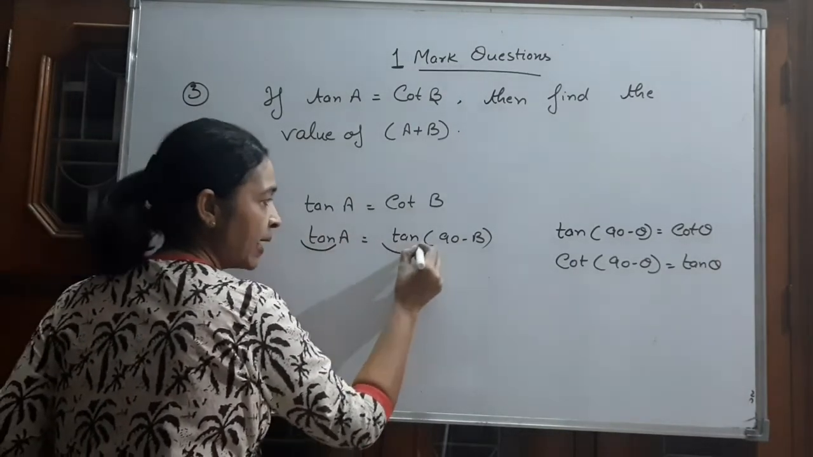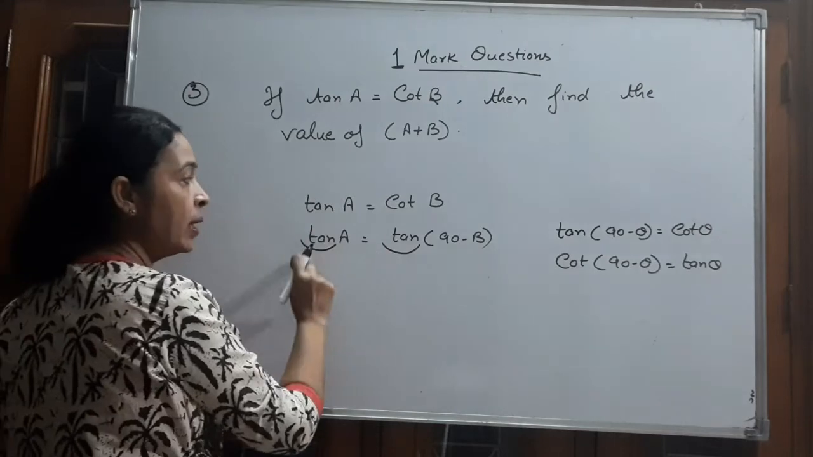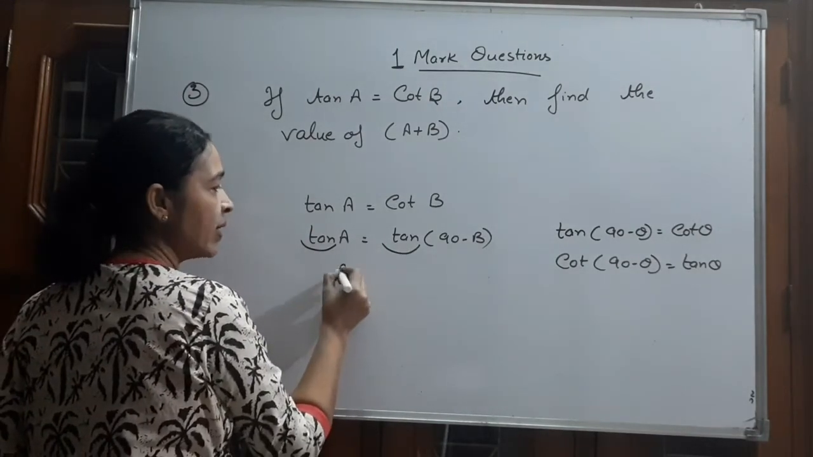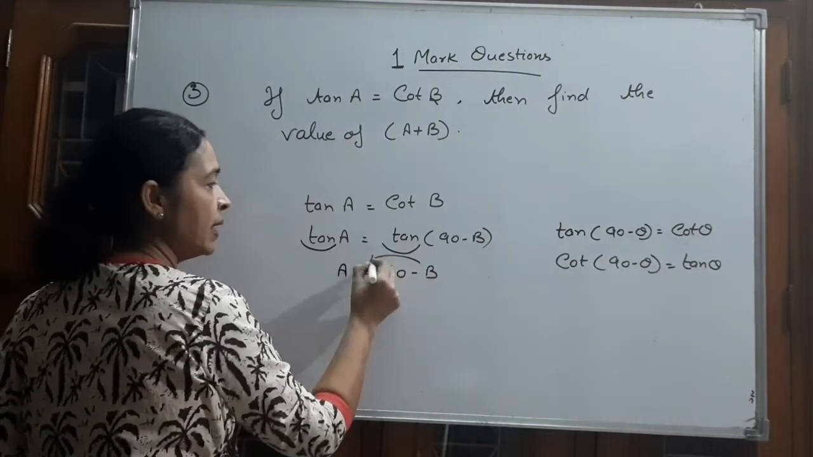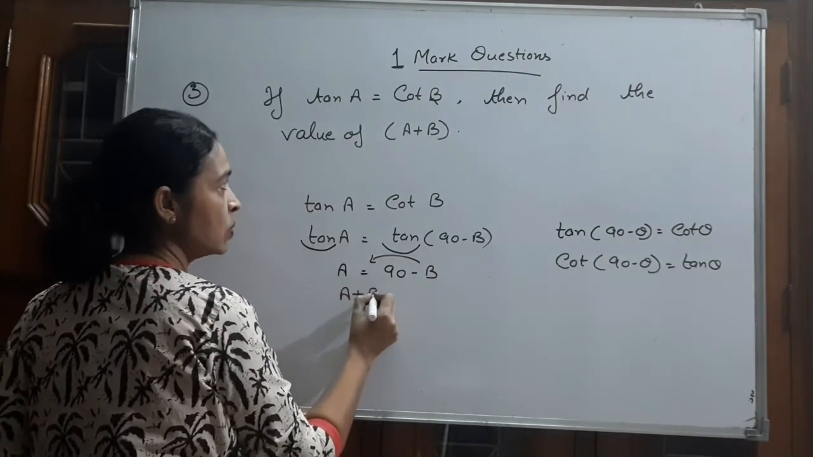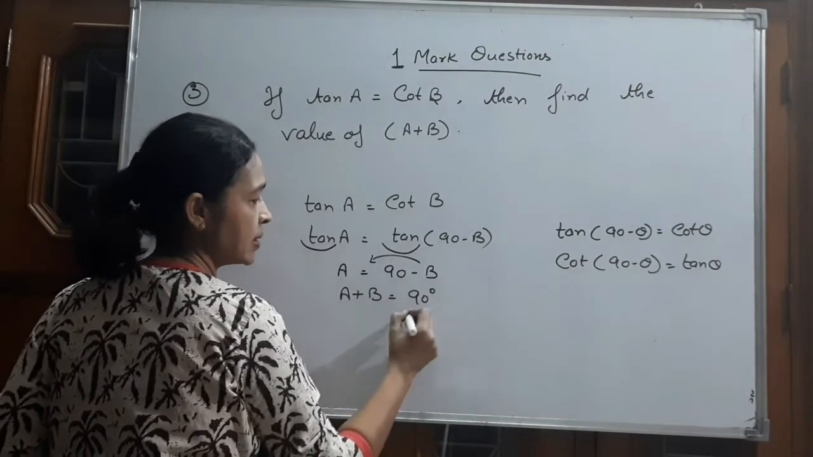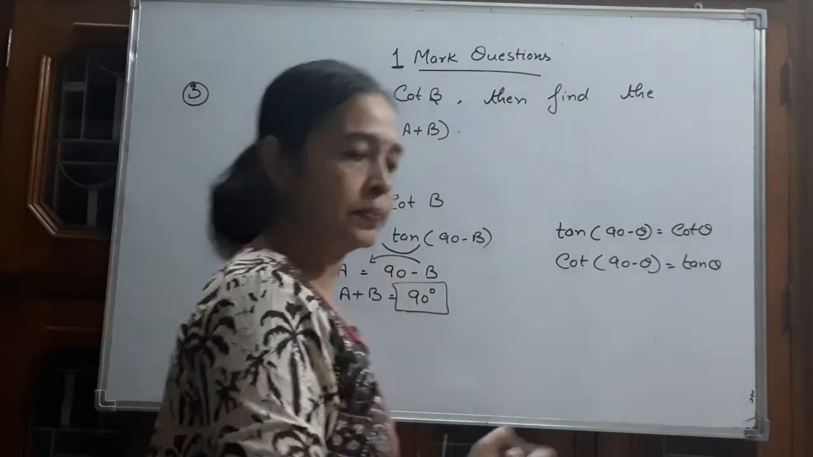On equating this tan, we will cancel it. On equating tan, what we can write? A equals 90 minus B. Taking B to the left side, A plus B equals 90 degrees, and this is our answer.